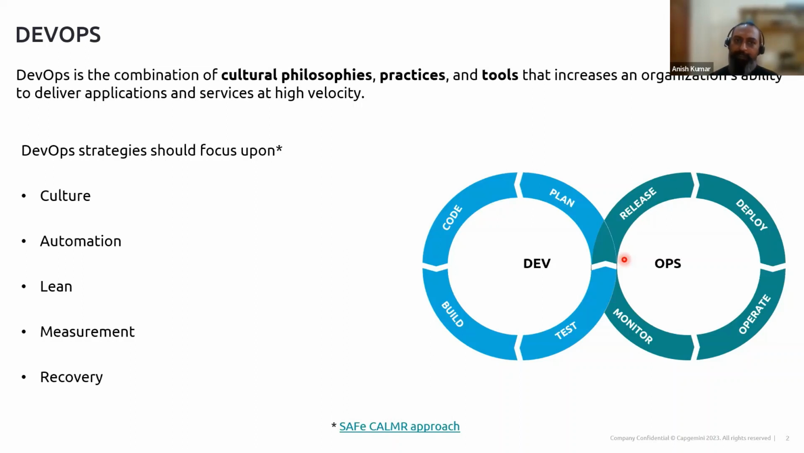Every enterprise has its own different needs, different technology stack, and so on and so forth. So you cannot create a common platform which is going to fit every enterprise's needs. So there are different strategies that one should consider when planning their DevOps journey. And it talks about culture, automation, lean, measurement, and recovery.